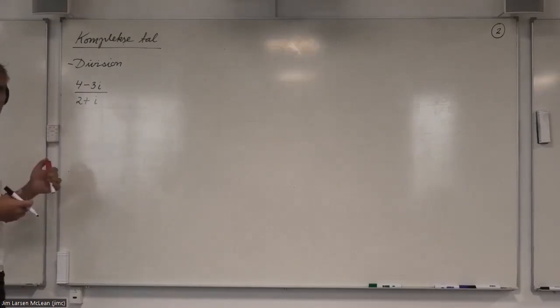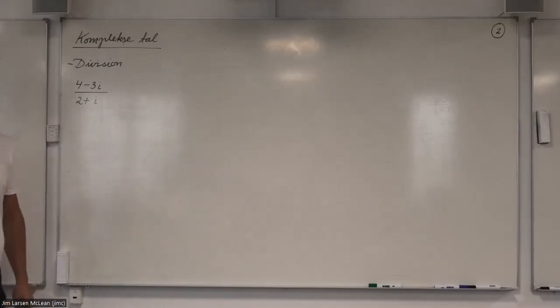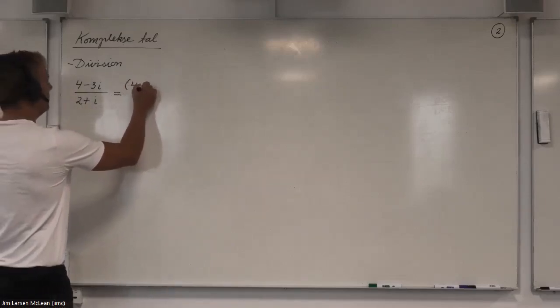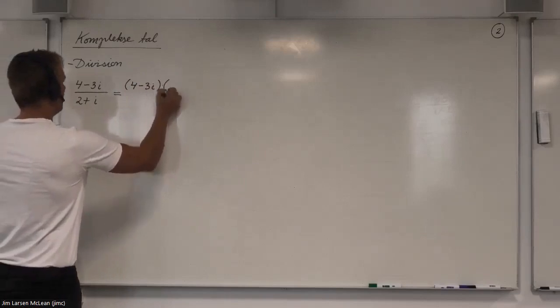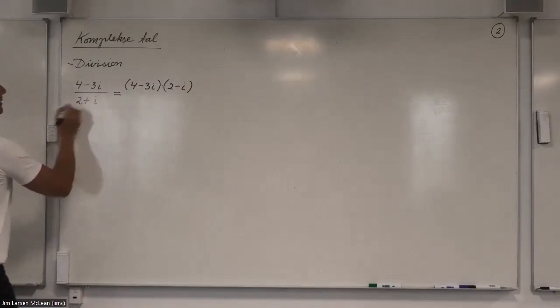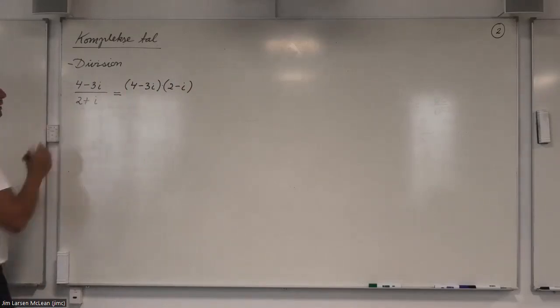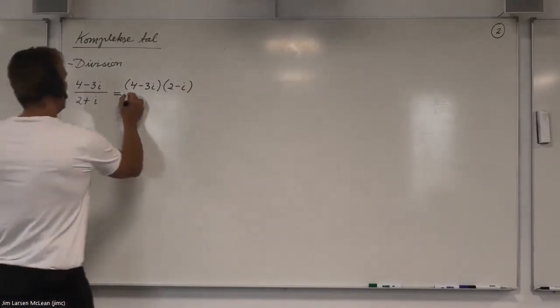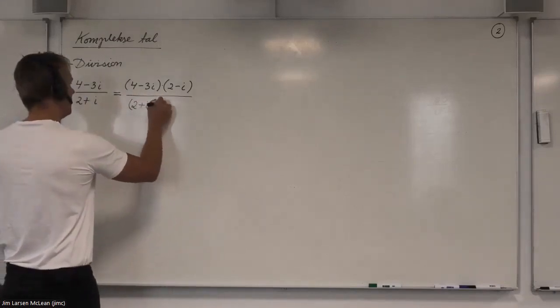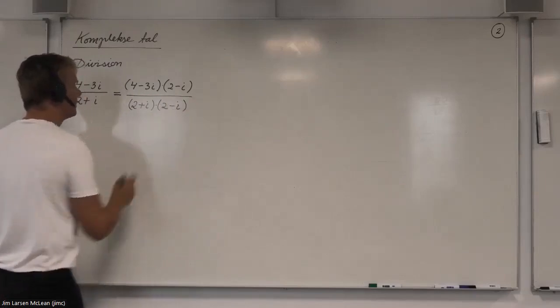Why do you do that? Because then the denominator becomes purely real, and you can split the fraction into two parts, where one is the real part and the other is the imaginary part. So we can rewrite this as (4 minus 3i) multiplied by (2 minus i), where 2 minus i is the complex conjugate of 2 plus i. And if we do this in the numerator, we must also do it in the denominator. So here we have (2 plus i) times (2 minus i).